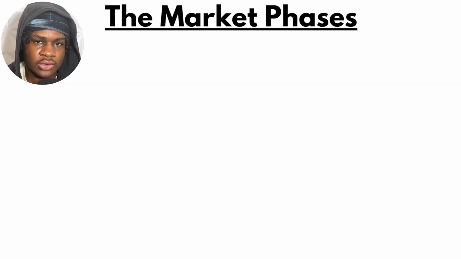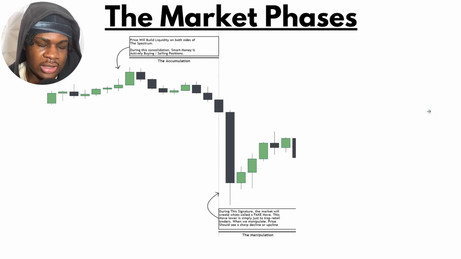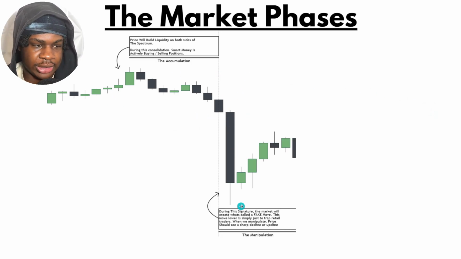Now let's begin. So first we have to understand the underlying phases of how the market moves, and it moves in these 3 ranges. The first phase will be identified as accumulation, right? This is where price builds liquidity on both sides of the market. During this accumulation phase, smart money is actively buying or selling positions. And then after that accumulation, we get our manipulation, right? The accumulation is very important because it sets us up for that manipulation move.